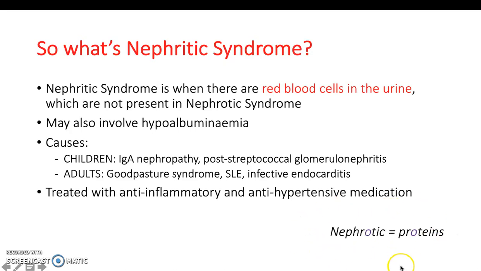A good way to remember this is nephrotic has an O and so does proteins. So nephrotic is where there's leakage of proteins, and then by exclusion you remember that nephritic is the one where red blood cells leave in the urine.